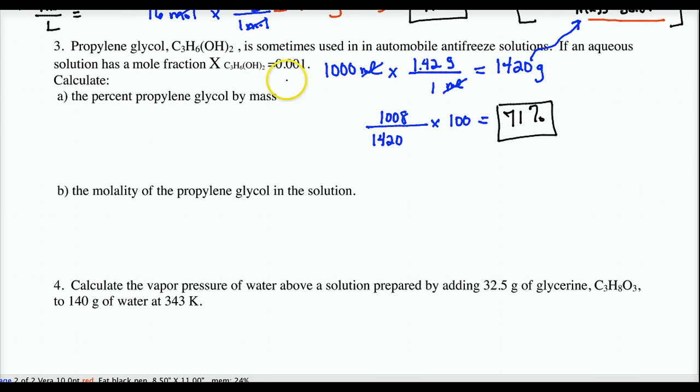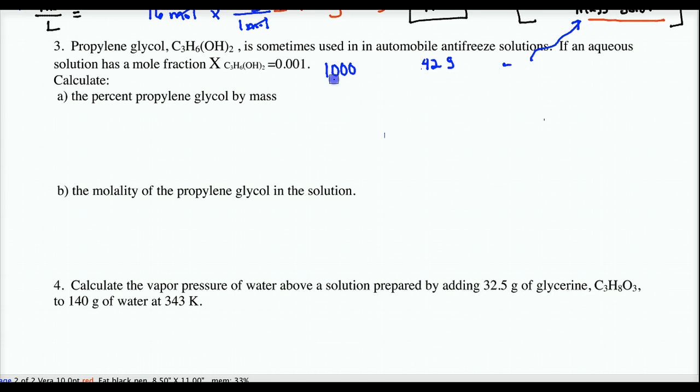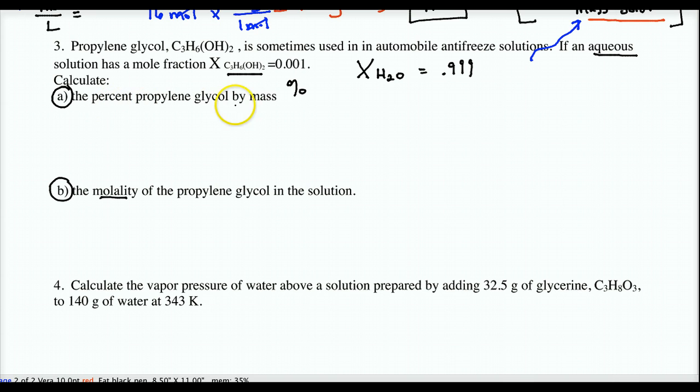Okay, so number 3, let's get rid of some stuff here. We have propylene glycol, sometimes used in automobile antifreeze solutions. If an aqueous solution has a mole fraction, calculate the percent by mass of glycol, percent propylene glycol by mass. So you want a percent by mass here. They want the molality. Okay, so what am I going to do here? The only information they give me was the mole fraction of the propylene glycol is 0.001. It's an aqueous solution, so that means the mole fraction of my water is 0.999. However, I don't need the water. They want the percent propylene glycol by mass.